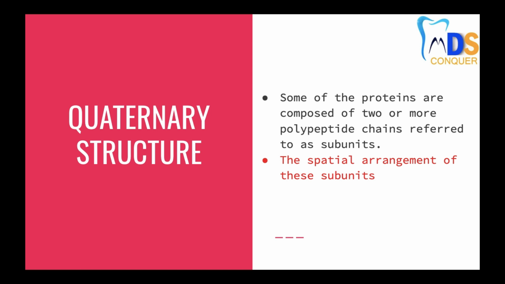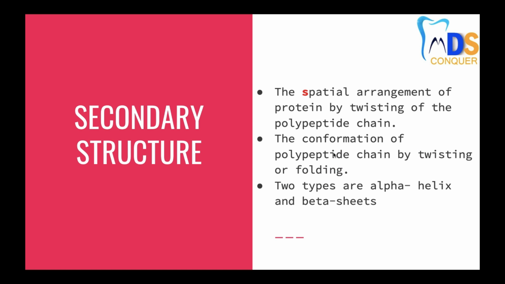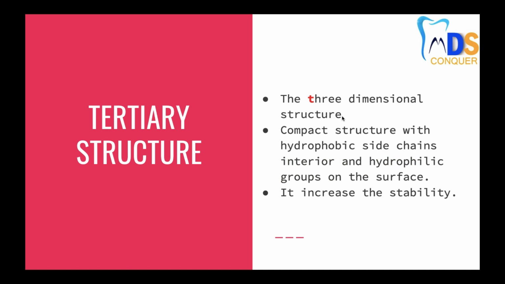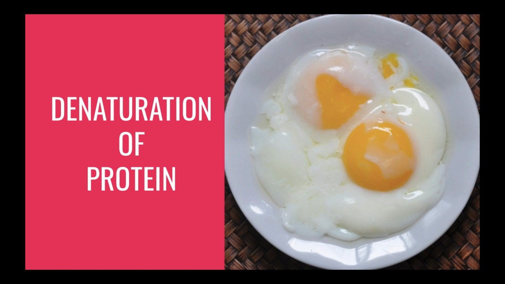So you need to know the difference between the types of bonds present in the tertiary structure and the types of bonds necessary to maintain the quaternary structure. The main difference to focus on is that the quaternary structure is associated with the spatial arrangement of the subunits, whereas the secondary structure is associated with the spatial arrangement of the polypeptide chain or the protein.